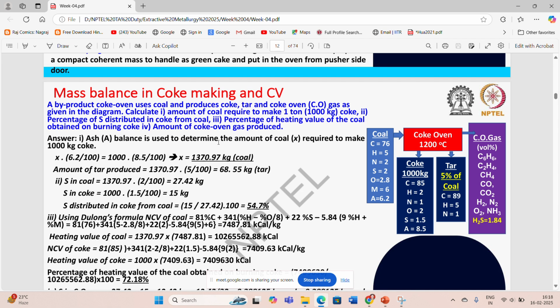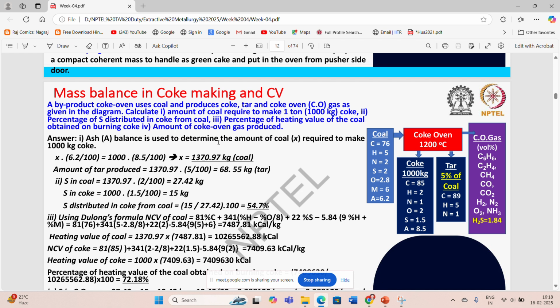So if we talk about the mass balance in coke making and charging value, there is a numerical given. A byproduct coke oven uses coking coal and produces coke, tar, and coke oven gas. As given in the diagram, calculate the amount of coal required to make 1 ton (1000 kg) of coke, the percentage of sulfur distributed in coke from coal, the percentage of heating value of the coal obtained on burning coke, and the amount of coke oven gas produced.